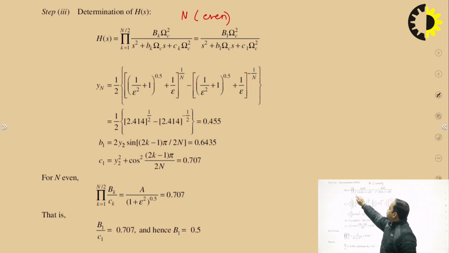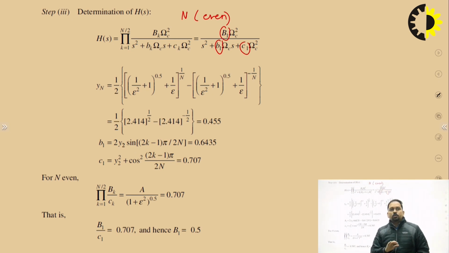So we have the product over k equal to 1 to n by 2, and also we have bk Ωc square, and we have the factor in the denominator. Just put the value of n. So we have only a single factor, which is b1 Ωc square divided by s square plus b1 Ωc s plus c1 Ωc square. Now we are interested in finding the values of these constants like b1, like c1, and capital V1.